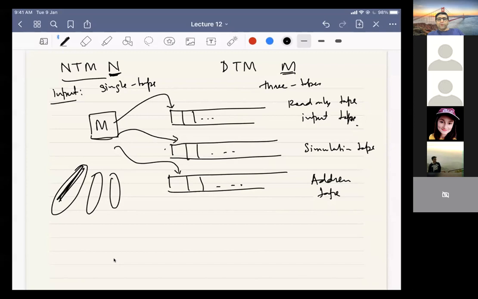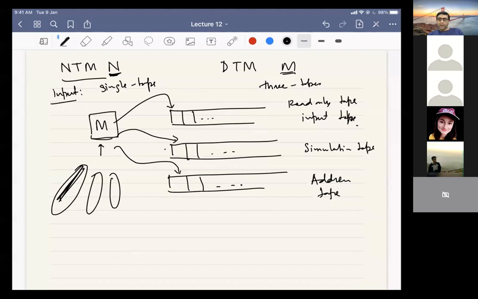Now, how does it know which branch it is? That will be determined by the address tape. Imagine that there are multiple branches. Each branch can be given one particular address, and that address will tell the machine which branch it is executing. So there must be some mechanism inside this machine M which will enable it to know that this is branch one, this is branch two, this is branch three, and so on and so forth. It should have some pointers, in a sense, that keep track of which branch it is exploring right now.